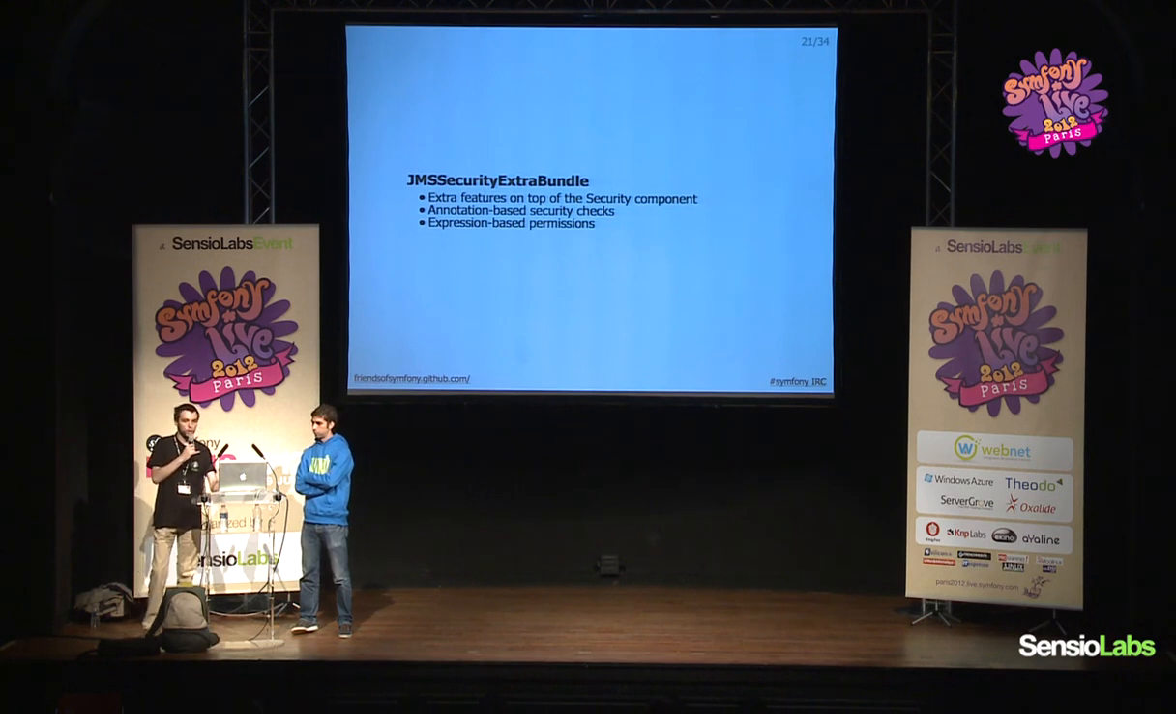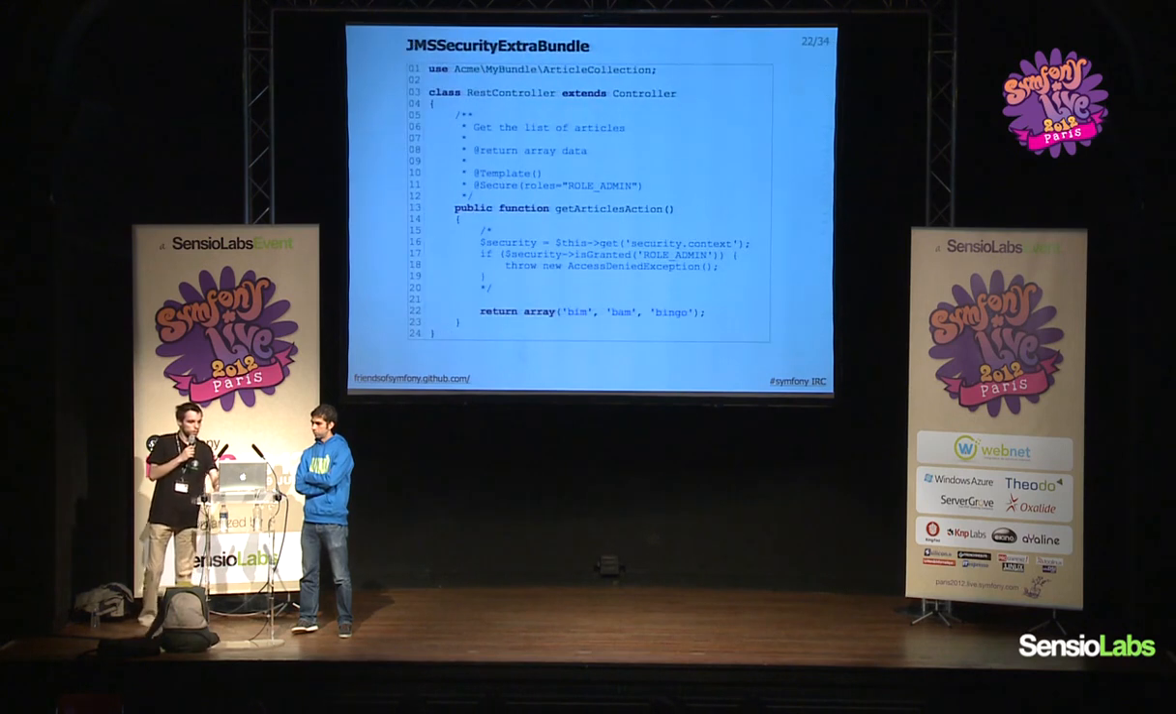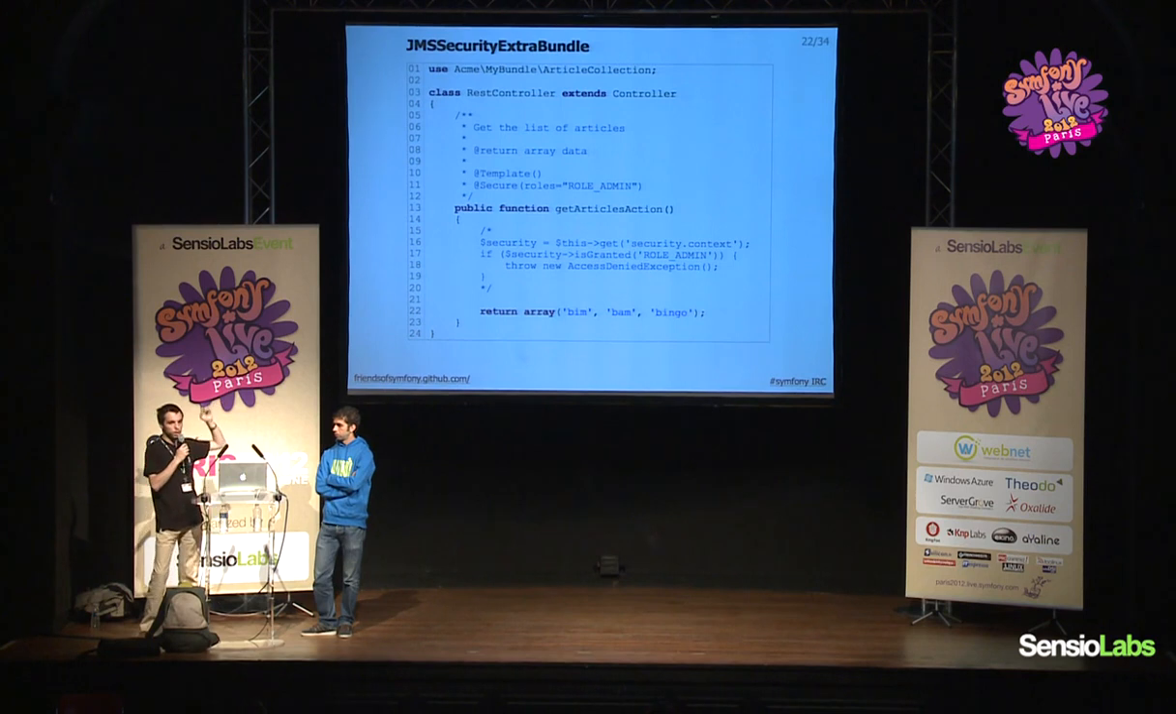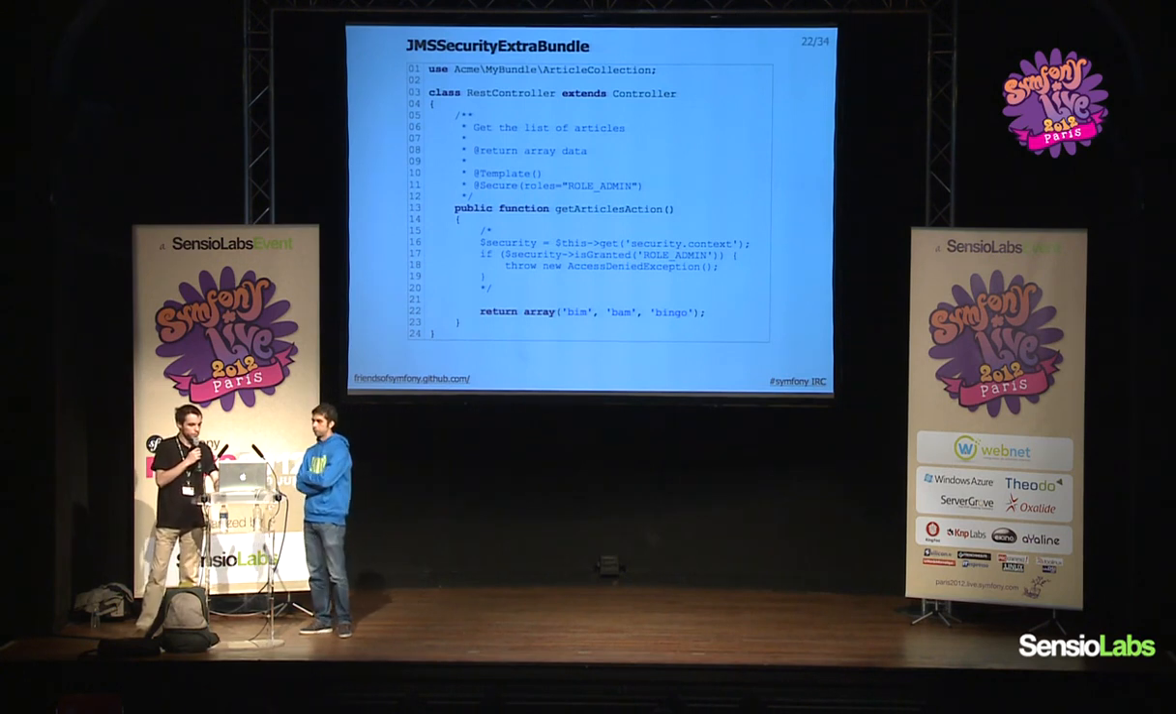There is some documentation about it explaining how you can use it. So here is an example. We just add the Secure annotation on the action. This will require the role admin to get there. It basically replaces all the code we have commented here. Without using the bundle, you would have to write this code. With the annotation, you can just get rid of it and be done with it. It will do the check each time.